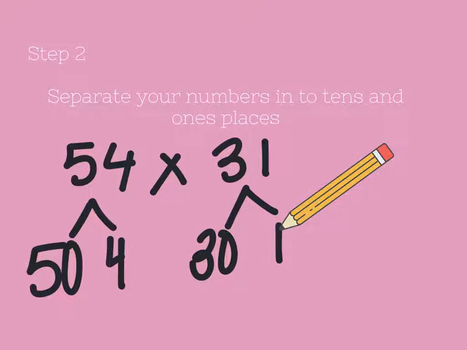Step 2, separate your numbers into tens and one places like I have shown you below. So we will start with our 54, and that will separate into 50 and 4. Then we will have our 31, and that will separate into 30 and 1.